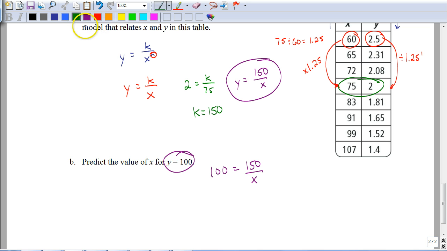So to solve this, it's kind of strange. I want to get rid of the x, because remember you want to get rid of the fraction. So you're going to multiply both sides by x, giving me 100x equals 150. Now I divide both sides by 100. That gives me 1.5 as my answer. So you just always want to make sure that you're careful. Make sure that you put the numbers in the right spots. When they say find x when y equals 100, make sure you put 100 in for y.